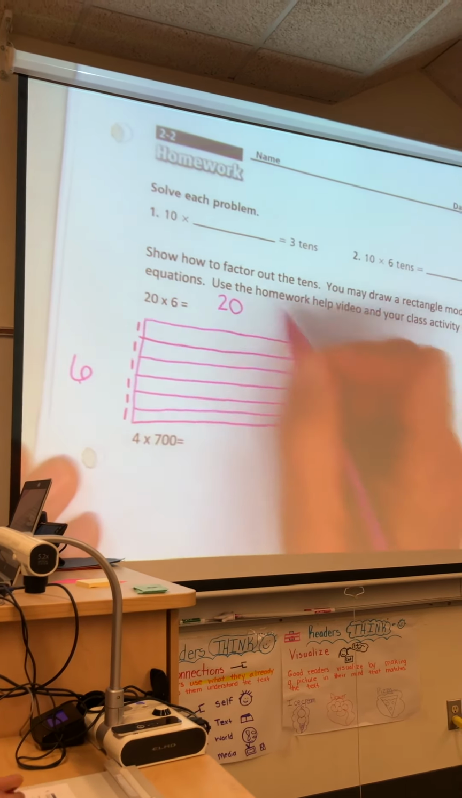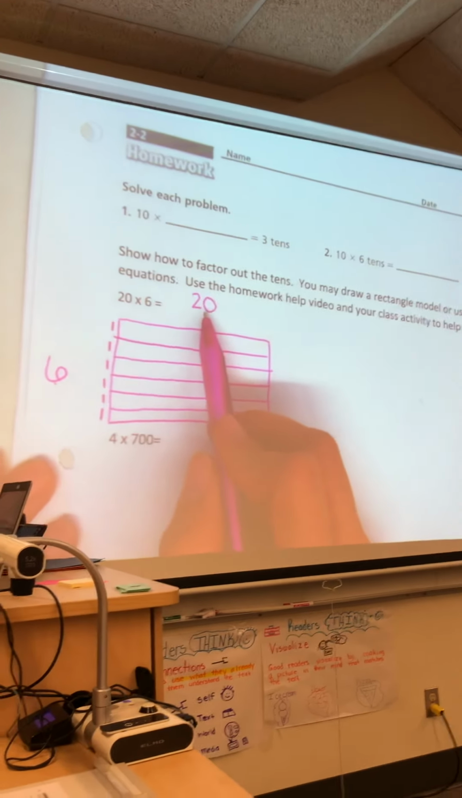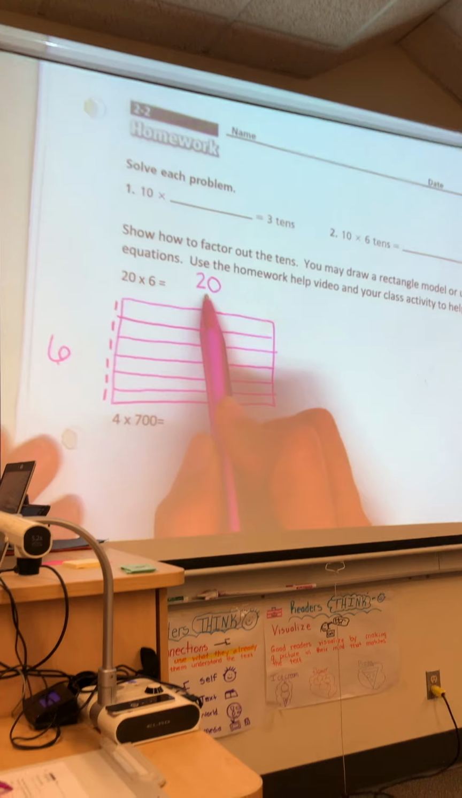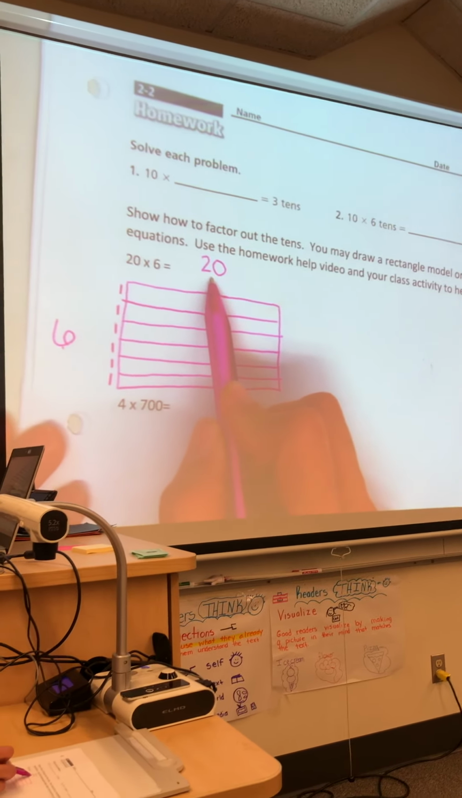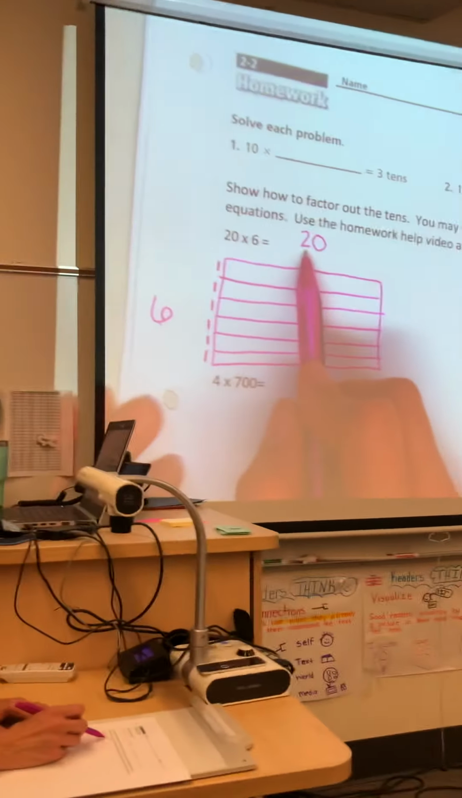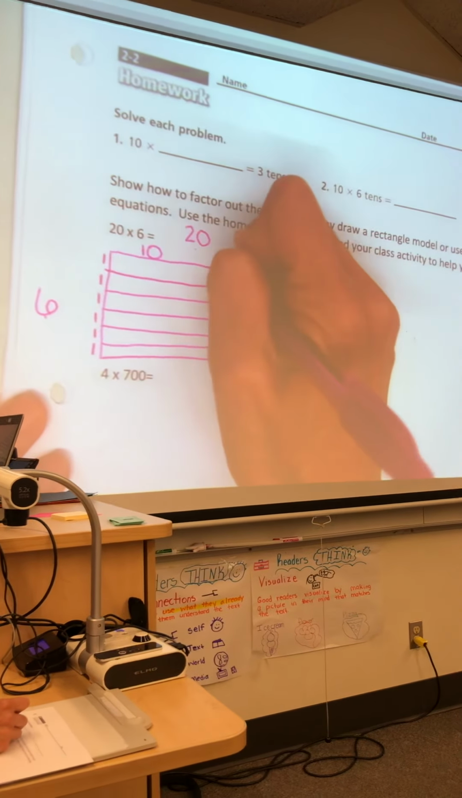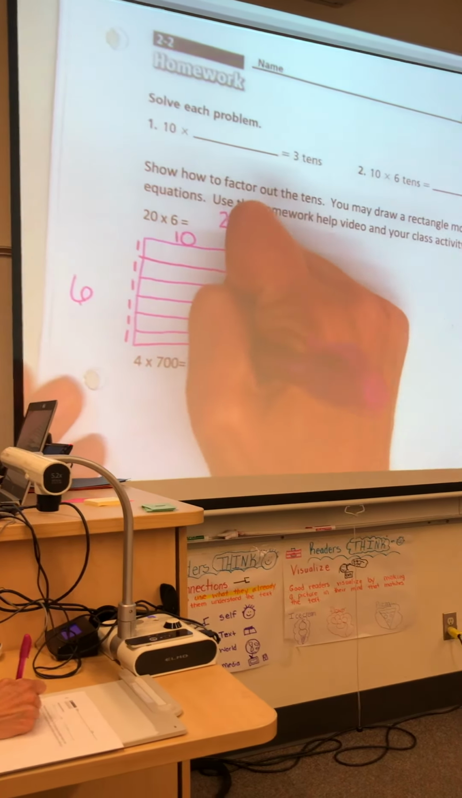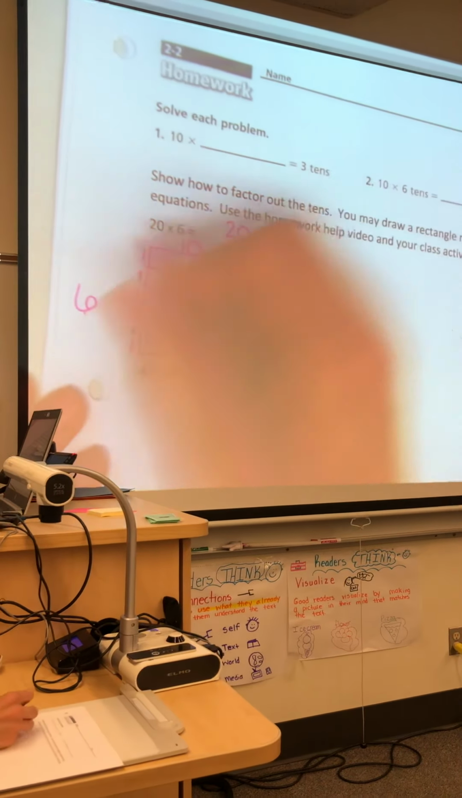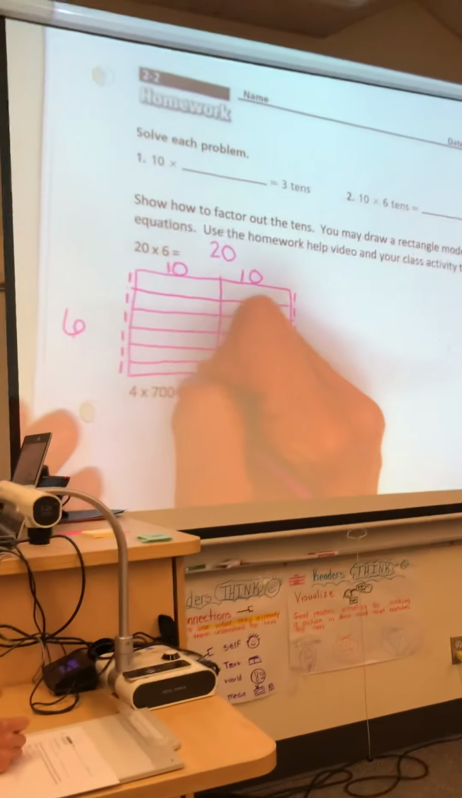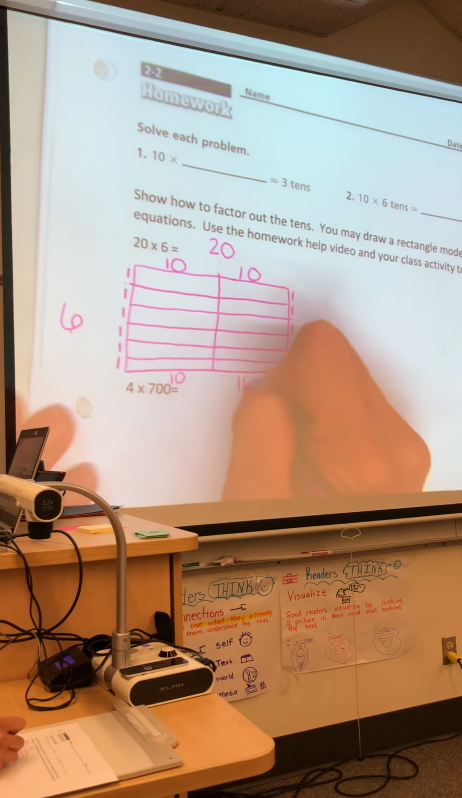Now, of course, I could pull out 20 1s from the 20, but you guys, it would take forever. And I want to make sure I have time to eat dinner. So instead, I'm going to factor out the 10s from here. And 20 has 2 10s. So I'm going to say 10, 20, and I'm going to split that. Now I know if it was 1 over here, it's going to be 1 over here. And if this was 10 on top, it's going to be 10 on bottom.